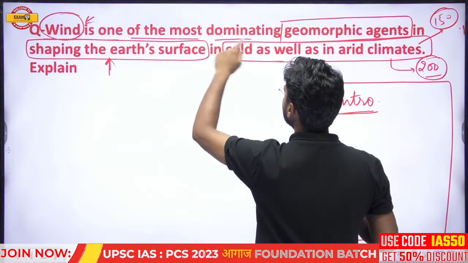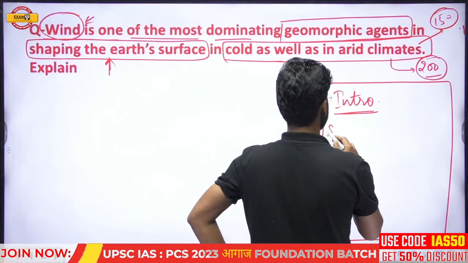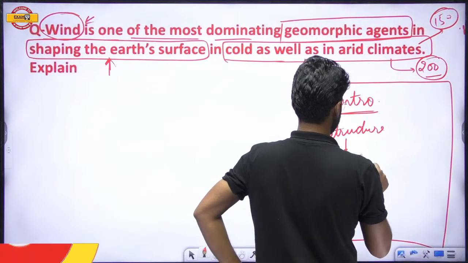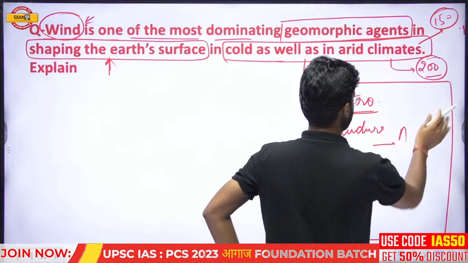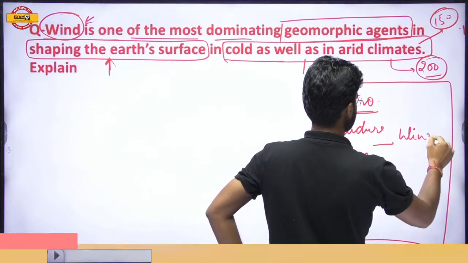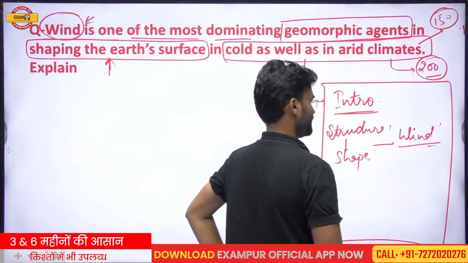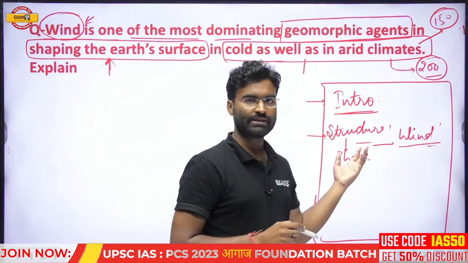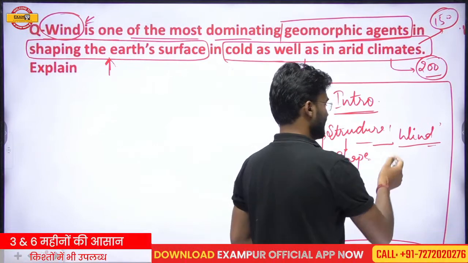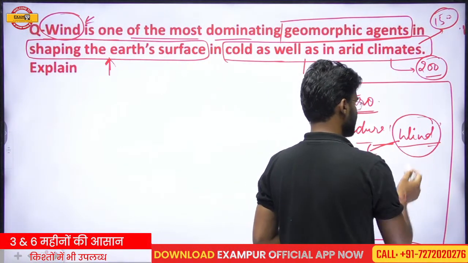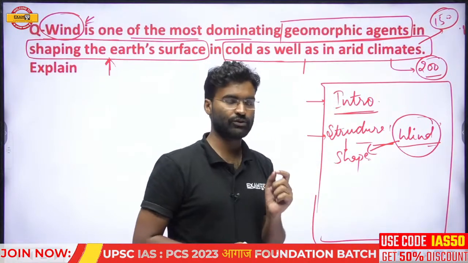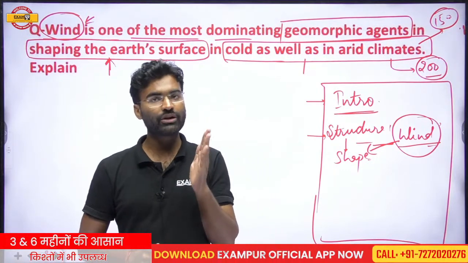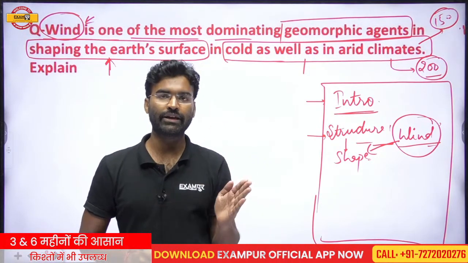So introduction, then the main part of this question. The main part is the surface or the structure or shape made by the wind. Structure and shape made by the wind. This is the second part, the main body of this answer. And if any factor is responsible for the formation of any shape, then it is not the same in all or the entire area.